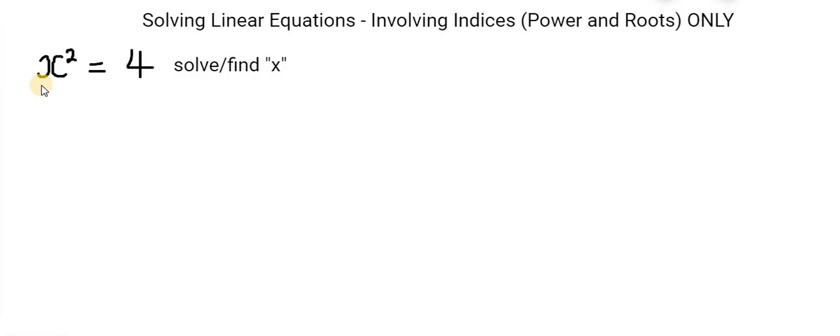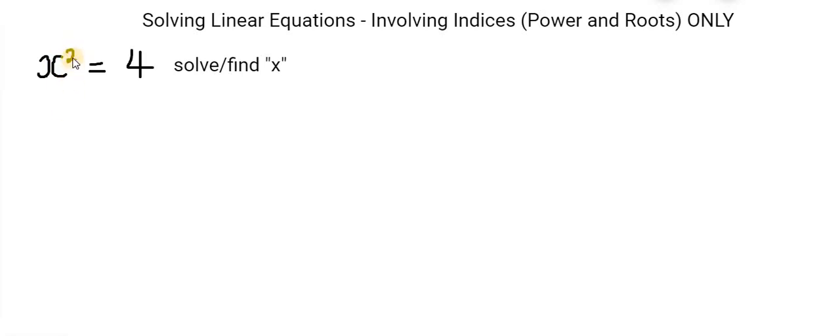Okay, now we have a question: x squared, or x to the power of 2, whichever you prefer, is equal to 4. Solve or find x. So the first thing we know is we want to find x. That means to get x on its own on one side. Now we ask ourselves what's attached to x that we need to get away. It's the power of 2.